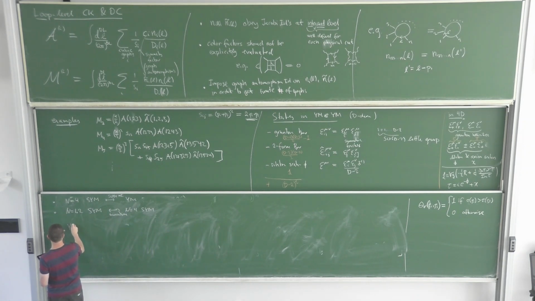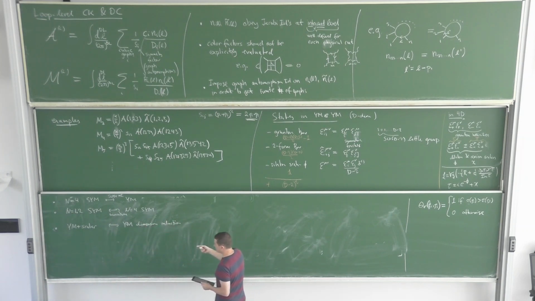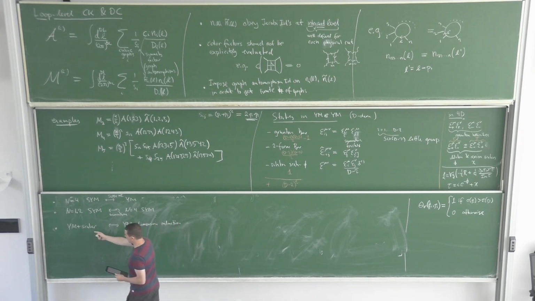You can also do Yang-Mills coupled to scalar. I'm not going to write out the Lagrangian. I can say that it's actually related to Yang-Mills by dimensional reduction. So if you know that Yang-Mills satisfies color-kinematics duality in d dimensions, you can do a dimensional reduction and you get scalar.